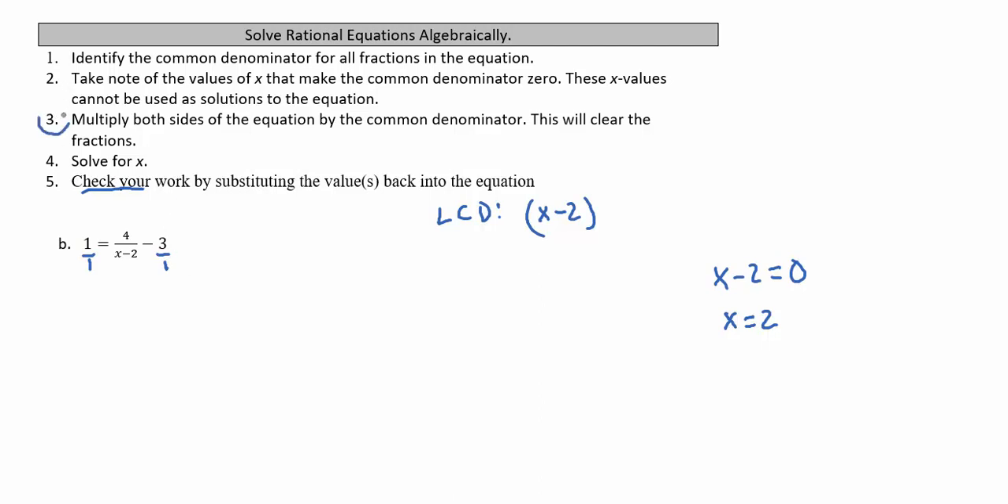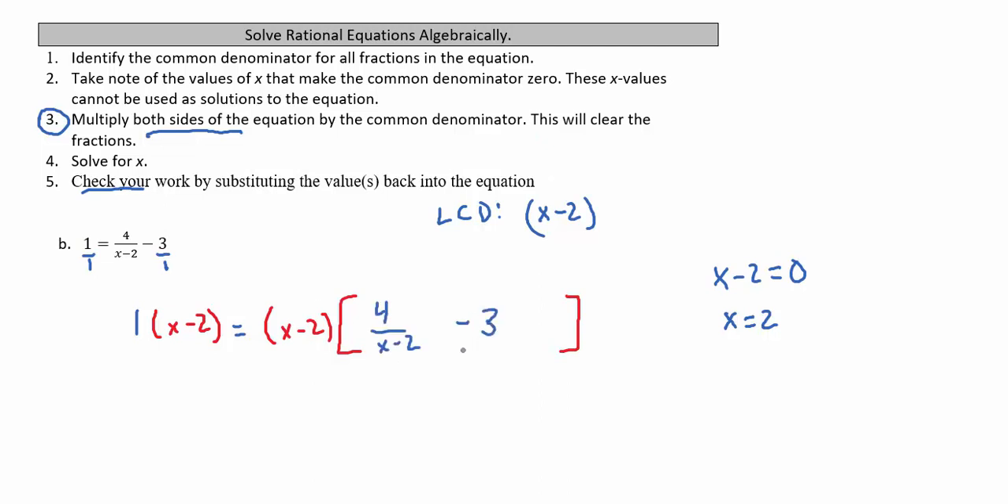So it looks like I am on step 3. I found my LCD. I took note of any x values that would make the denominator 0. Now I'm going to multiply both sides of the equation by the common denominator. So my first fraction is just the number 1, and I need to multiply it by my LCD, which is x minus 2. And the next thing I need to do, since I'm multiplying both sides of the equation by x minus 2, is technically I'm taking the LCD of x minus 2 and multiplying it by the entire right-hand side of the equation.